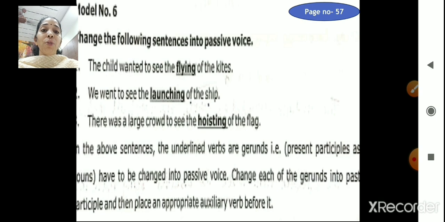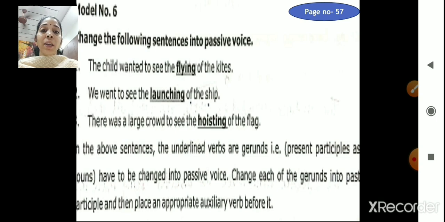Now, moving ahead to model number 6. Let's understand what this model tells us. Change the following sentences into passive voice. Again, it begins with few examples. The child wanted to see the flying of the kites. We went to see the launching of the ship. There was a large crowd to see the hoisting of the flag.